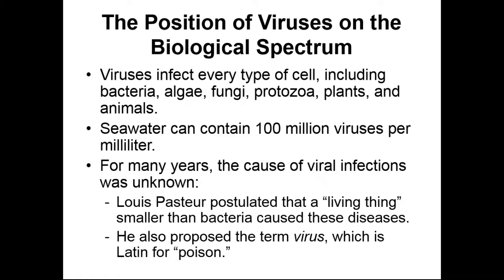For a very long time, the cause of our viral infections wasn't very well known. The reason for this was we could not see them with a light microscope. And if we can't see them with a light microscope, it's going to be really, really tough to identify them and properly isolate them. Louis Pasteur postulated a long time ago that there's some living thing smaller than the bacteria that was in the liquid or the supernatant that's filtered off from infected hosts. He proposed the term virus, which is the Latin term for poison.